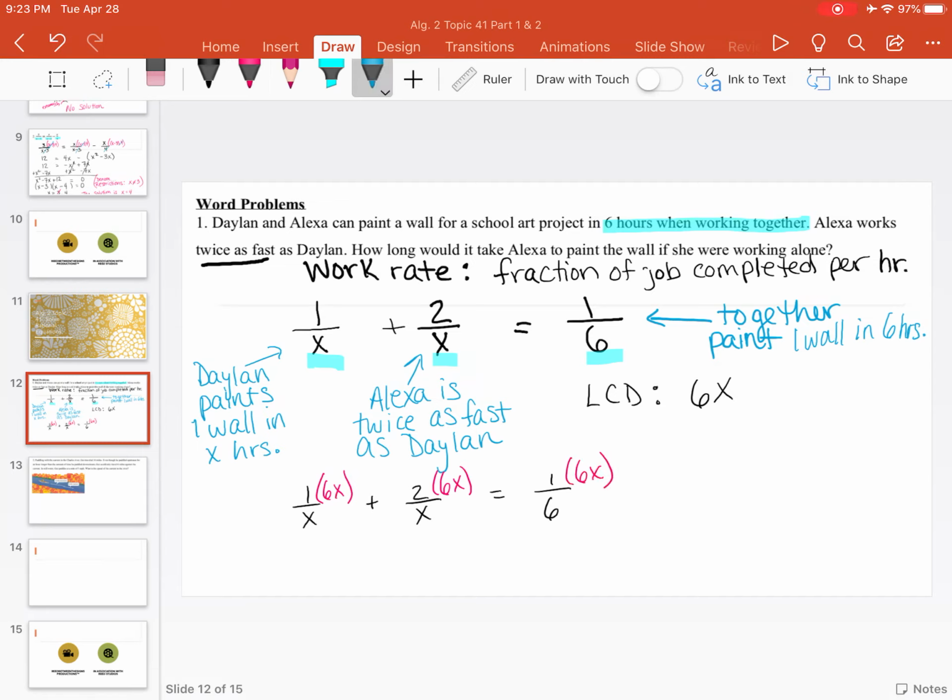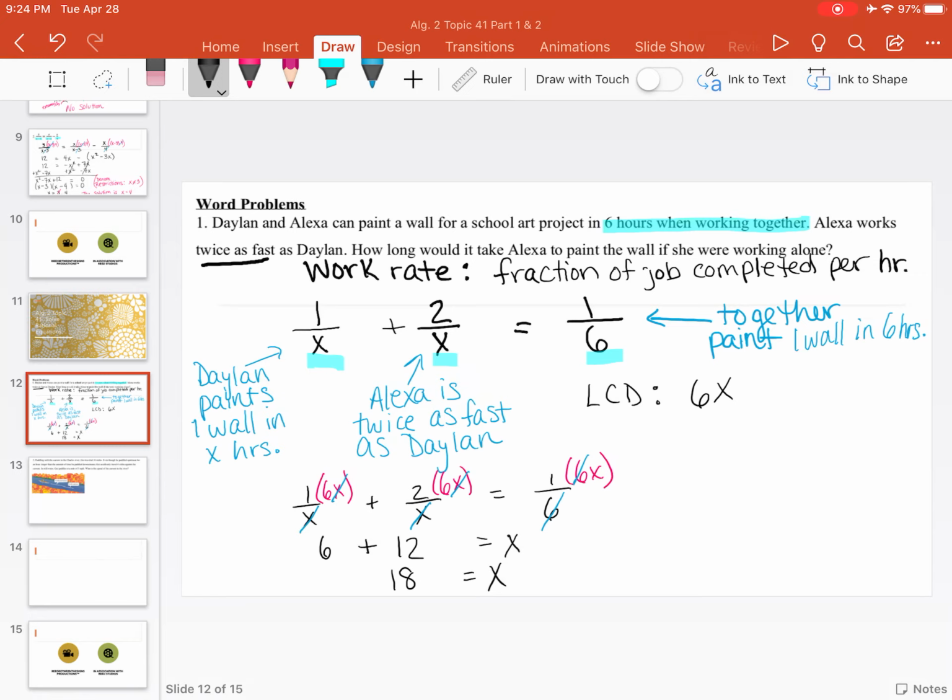Now we're going to simplify. So our x's reduce, and also the 6's reduce in the last term. So we're left with 1 times 6, which is 6, plus 2 times 6, which is 12, equals 1 times x, which is x. So we have a linear equation. In other words, 18 is x.